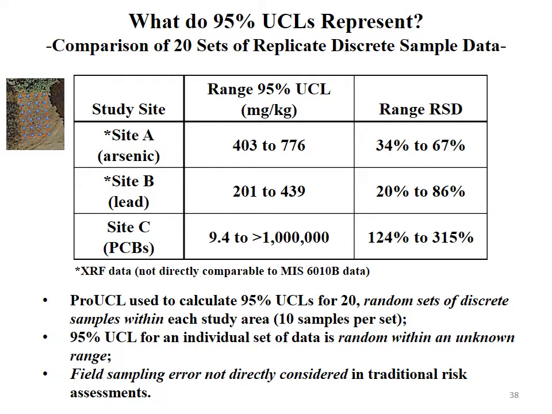So again, this is a big issue. This type of field sampling area is never directly considered in traditional risk assessments because no one ever collects replicate sets of discrete sample data to verify that the samples collected are actually representative of field conditions.